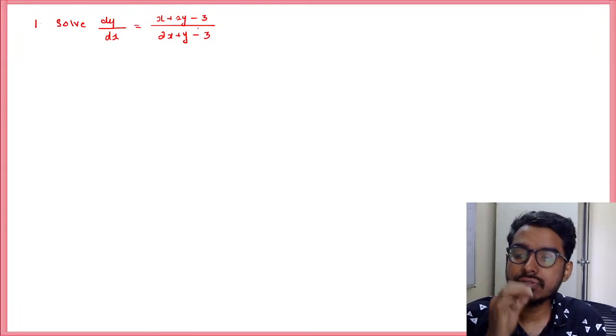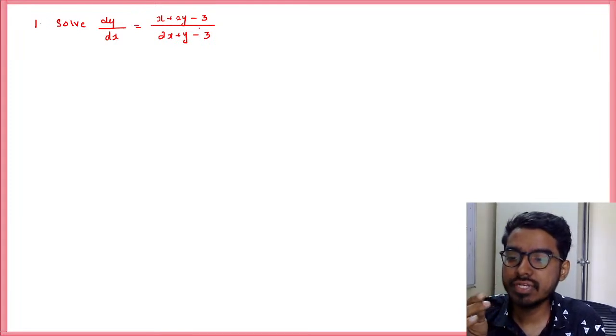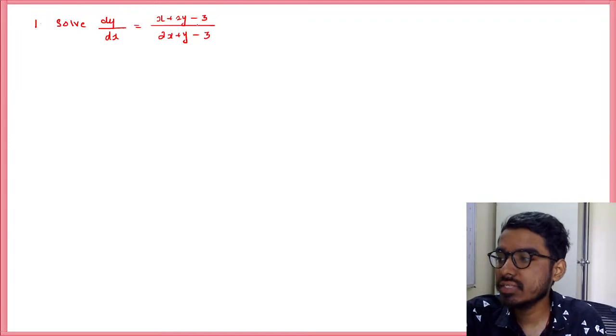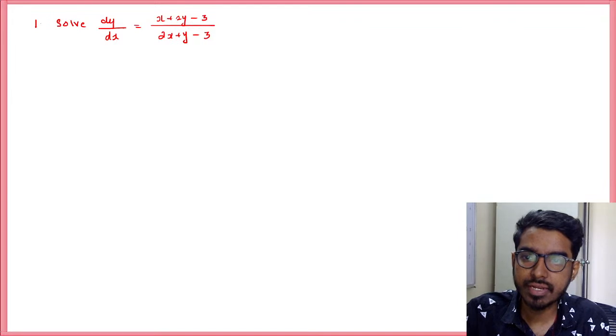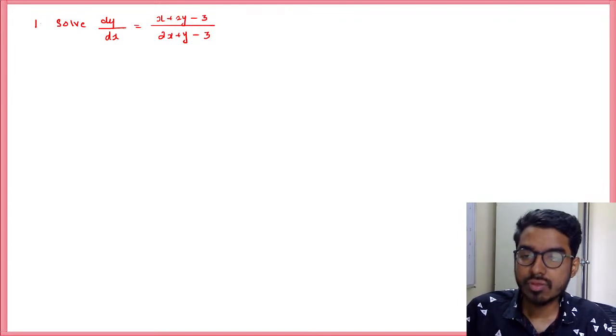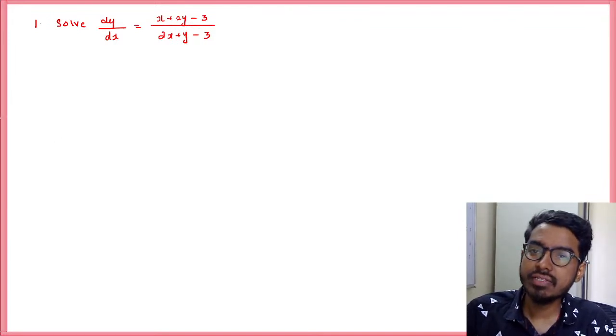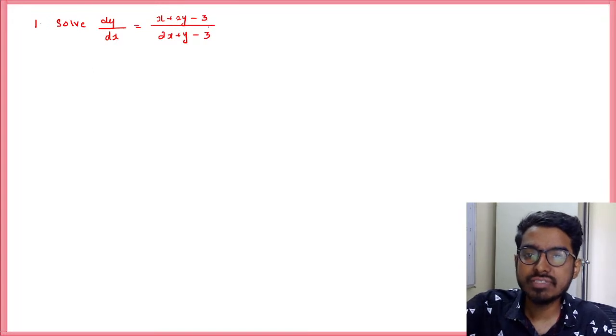Right. So we need to solve this differential equation. dy by dx equal to x plus 2y minus 3 divided by 2x plus y minus 3, right? Yes, okay. So we will solve this. Now we can see this is of the form ax plus by plus c divided by a dash x plus b dash y plus c dash.